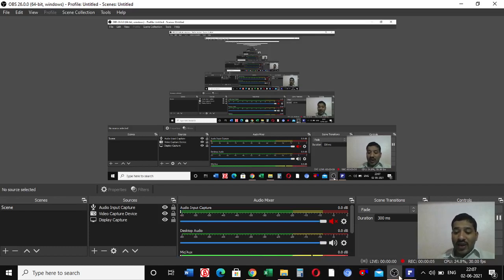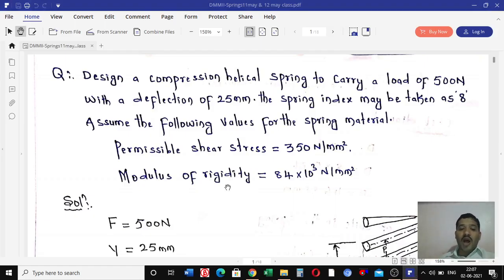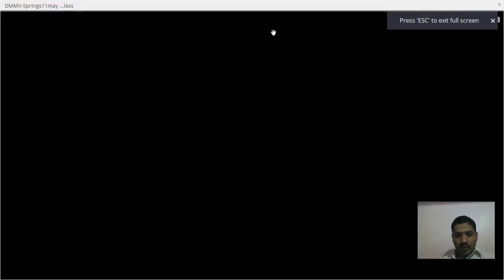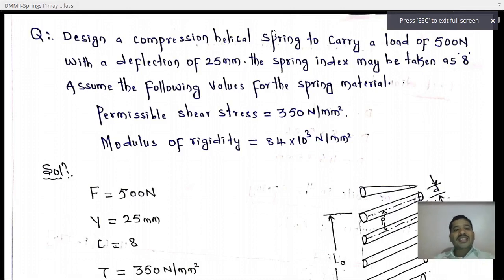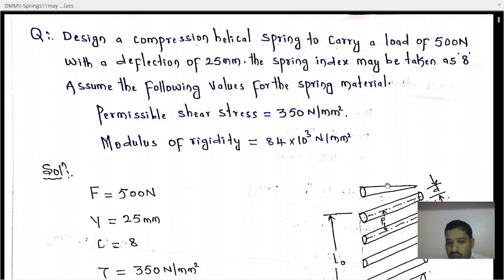Today in this session, we are going to learn the fourth problem on the compression helical spring. Design a compression helical spring carrying a load of 500 Newton. How much compressive force is acting here? The 500 Newton compressive load is acting on the helical spring, with a deflection of 25 mm.